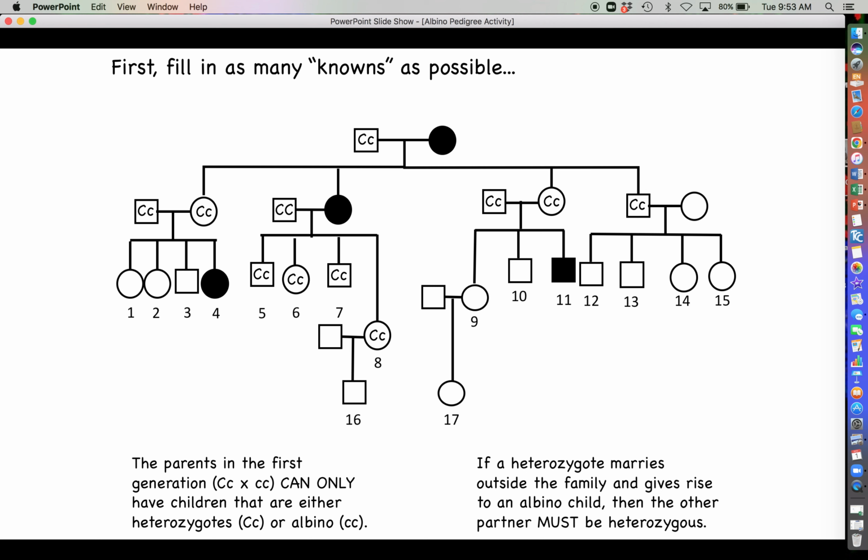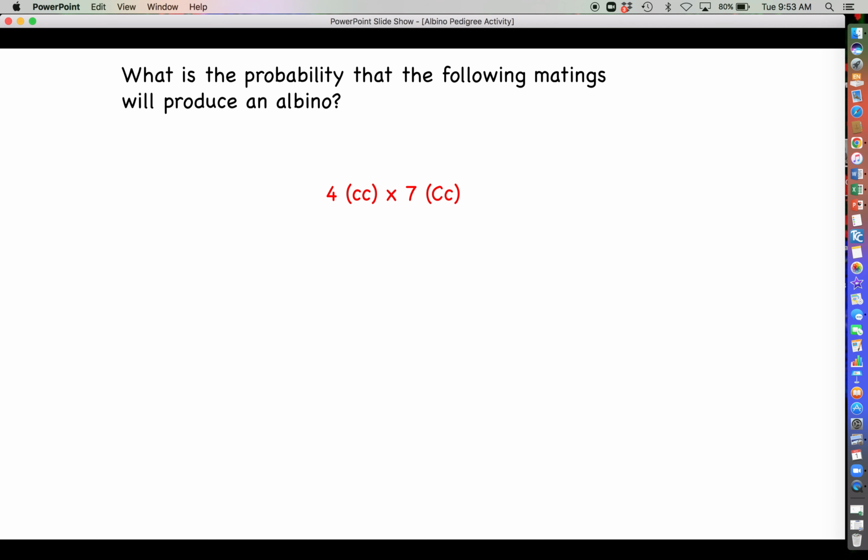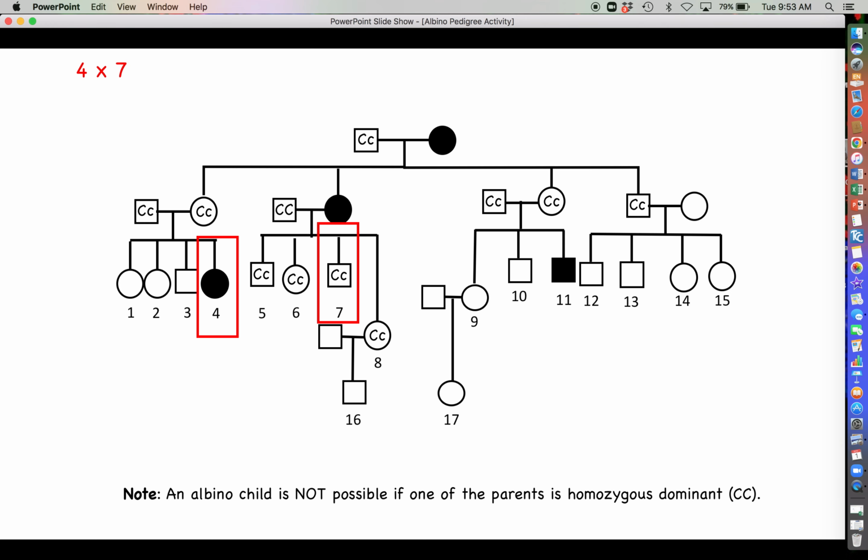Obviously that's usually frowned upon, but for the sake of this activity, let's just assume that it's allowable, so let's cut ourselves a break on that to make sure this activity works. So what we're going to do first is have individual number 4, who we saw before is an albino, mate with individual number 7, who we saw before is a heterozygote.